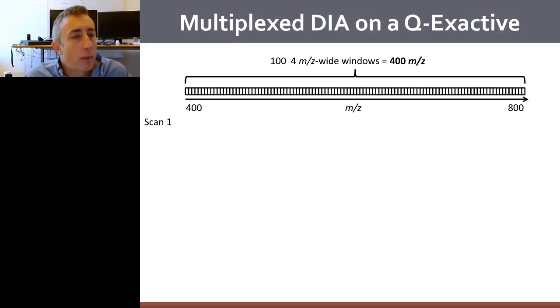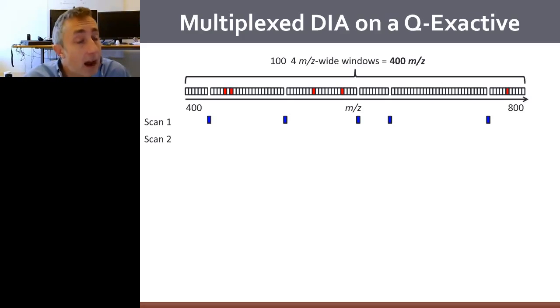Imagine you wanted to measure 4 mass charge wide windows that span from 400 to 800. You'd have 100 4 mass charge wide windows. So let's say we wanted to randomly select 5 of those windows. We could take those and measure those, and we can isolate them all in series. We could fragment them. We could store them in the trap and then measure one spectrum that contains all 5 of those separate 4 mass charge wide windows.